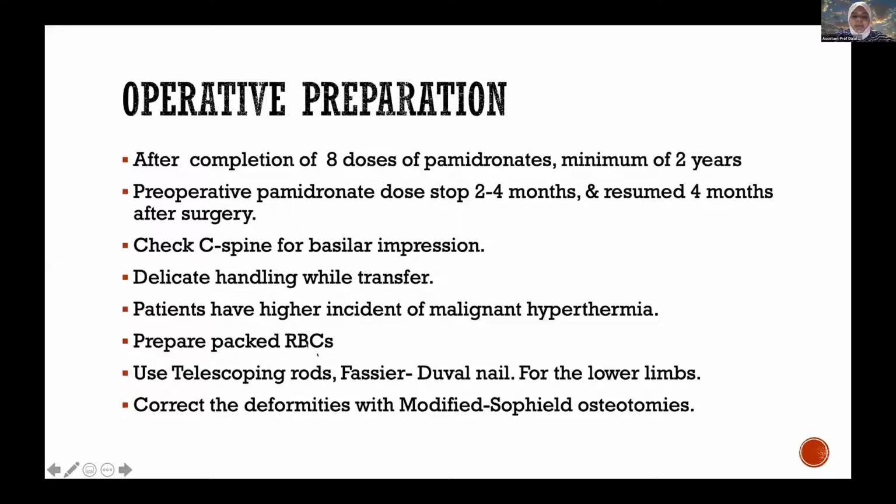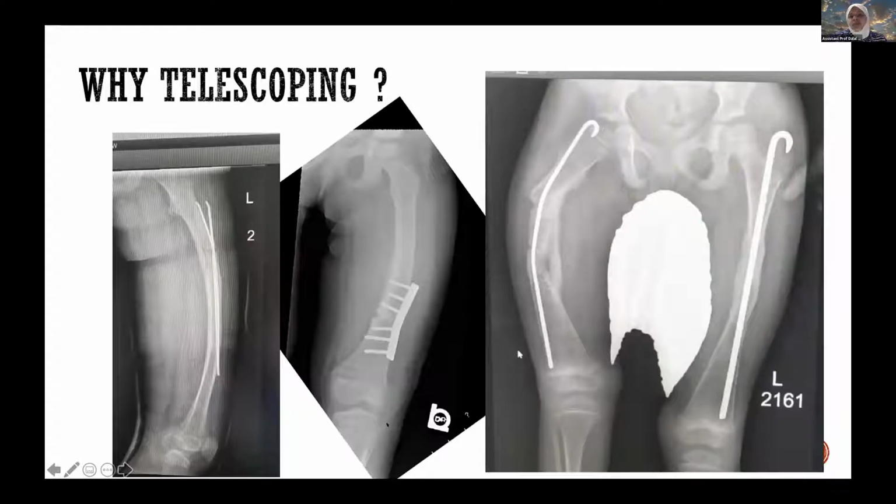We need to prepare a lot of packed RBCs if we're doing both femurs and both tibias, but still they tend to bleed, and we tend to give them blood. We prefer telescoping rods. Our highlight is the Fassier-Duval rod, and we correct the deformity with a modified Sofield procedure. Now, why telescoping rod? Why don't we use anything else? Because we know it has been tested, it has been used, and it has failed.